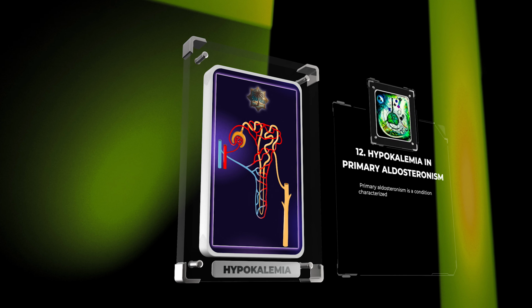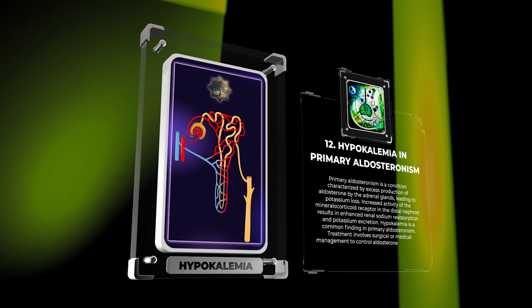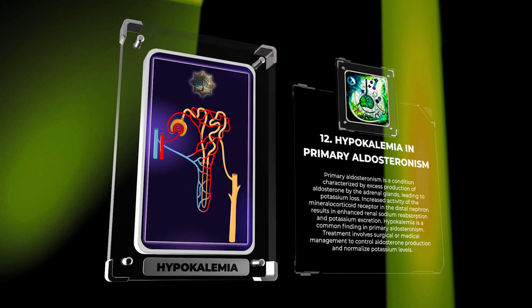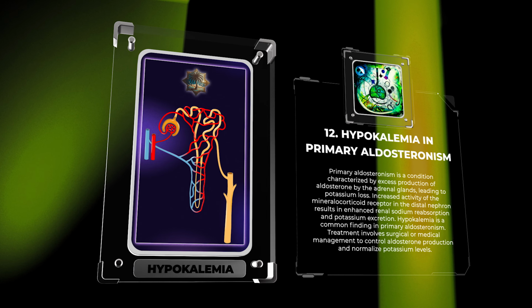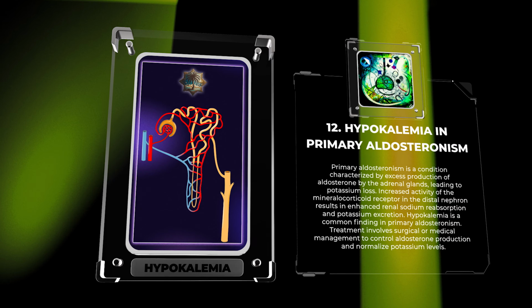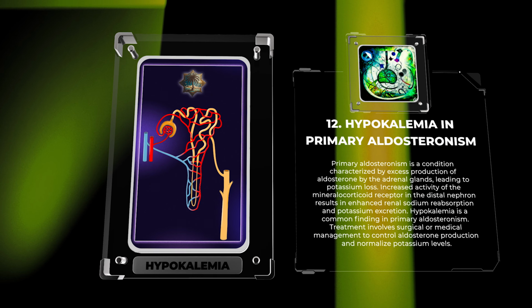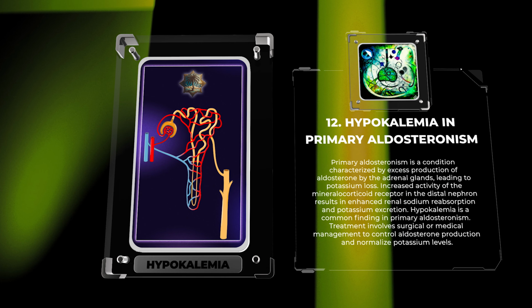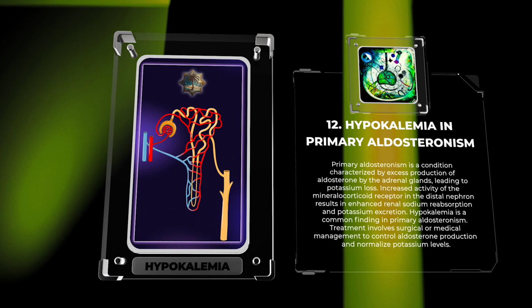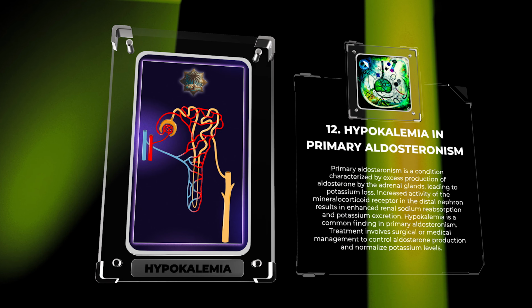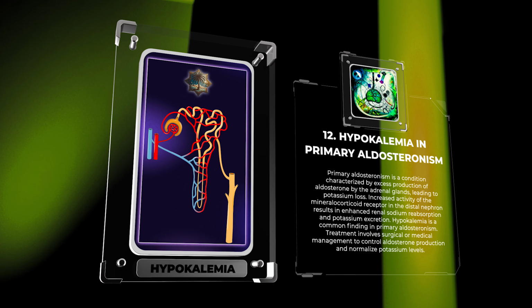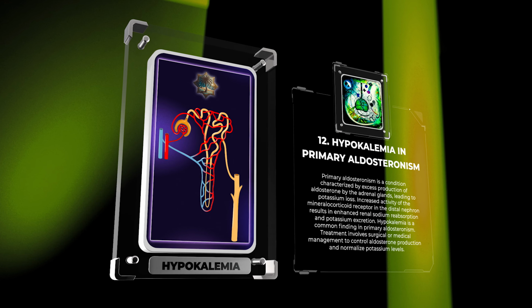Primary aldosteronism is a condition characterized by excess production of aldosterone by the adrenal glands, leading to potassium loss. Increased activity of the mineralocorticoid receptor in the distal nephron results in enhanced renal sodium reabsorption and potassium excretion. Hypokalemia is a common finding in primary aldosteronism. Treatment involves surgical or medical management to control aldosterone production and normalize potassium levels.